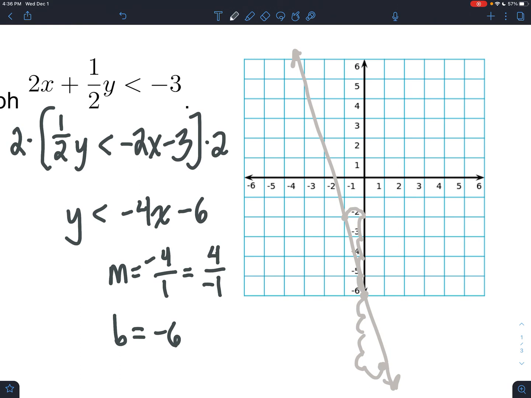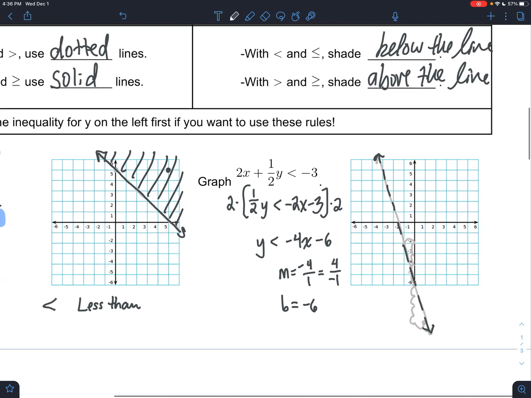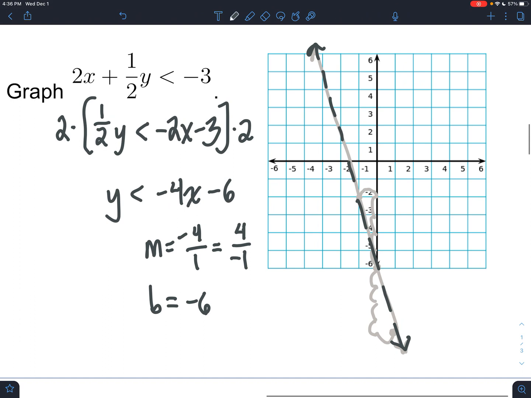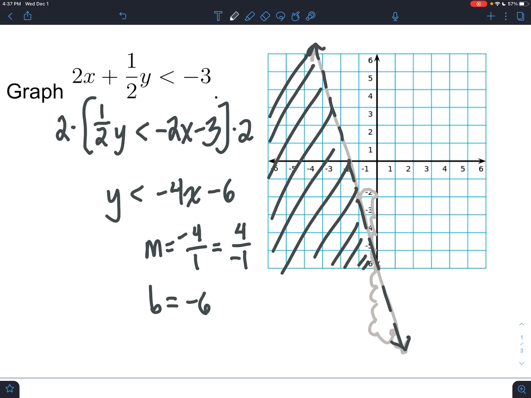Anyways, now, okay, do I shade it or do I dot it? Well, this is not a or equal to, so I'm going to dot this one. Okay. So that is a dotted one. So we see, we use dotted when we have no or equal to bar hanging around there. Okay, and then where do I shade? Do I shade above the line or below the line? And because it's less than, I'm going to shade below.